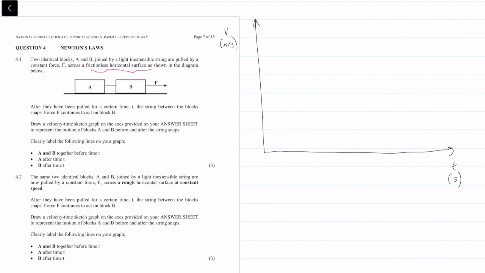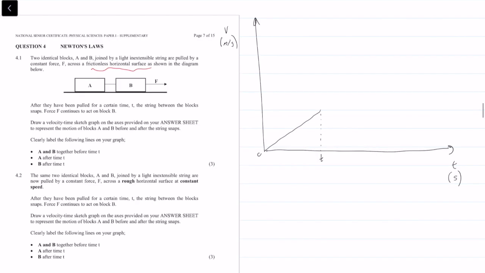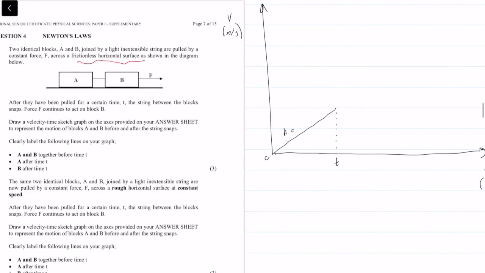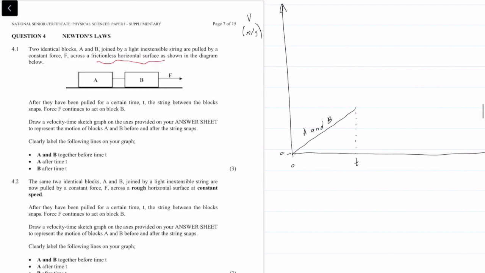When the blocks A and B are coupled up before the time t, they're moving together as one system, so they have the same acceleration. Let's put in a 0 right there. It's going to look something like this. We don't know what the gradient is because we don't know the times, but we do know that this occurs at time t. So that is A and B, our first point. Let's put 0, 0. That's our first part of the graph done.